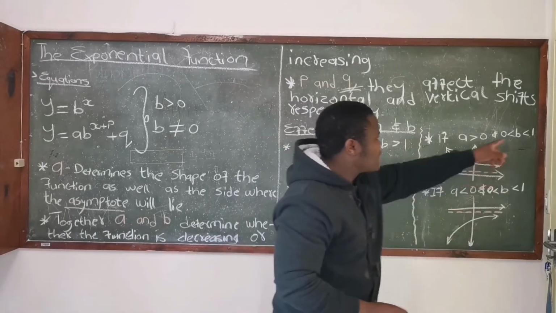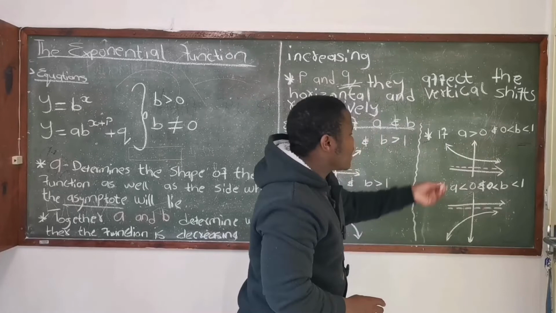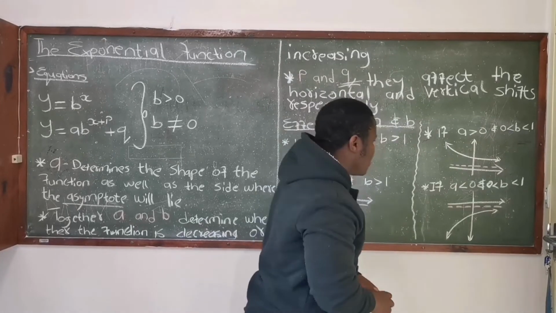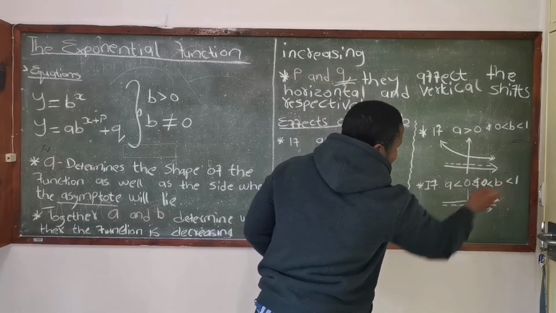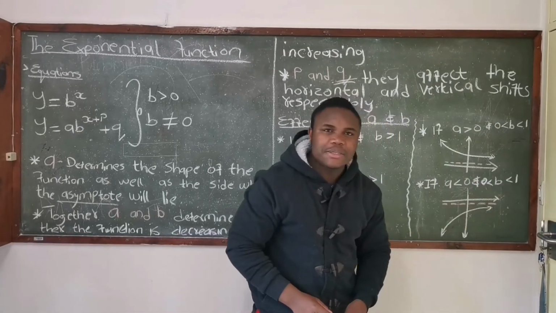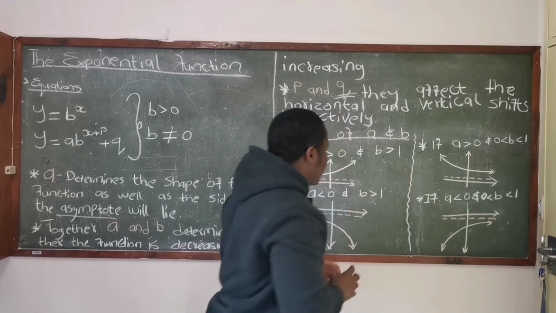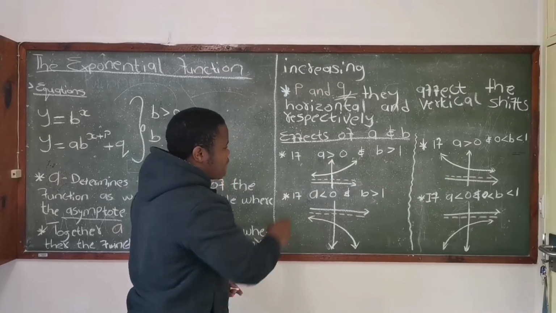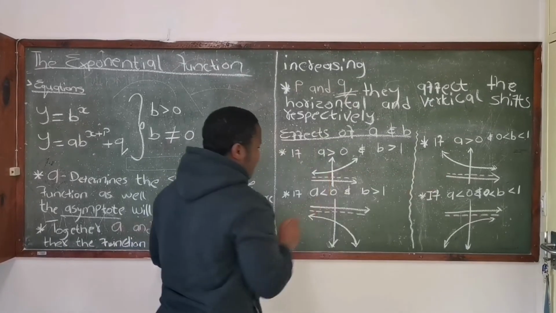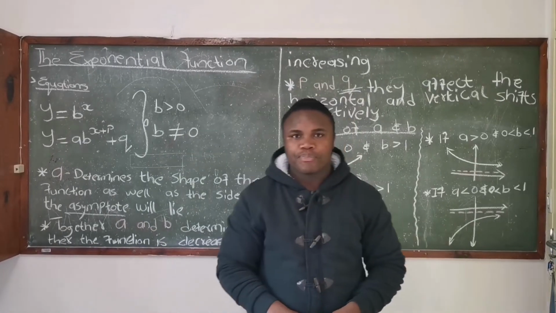Understand? When B is greater than 0 but less than 1 and A is still greater than 0, the graph will decrease above the asymptote. And A is less than 0 and B is greater than 0 but less than 1, the graph will increase but below the asymptote. So as you can see here, if you analyze it thoroughly, you'll see that if A is greater than 0, our graphs are above the asymptote. And if A is less than 0, our graphs are below the asymptote.